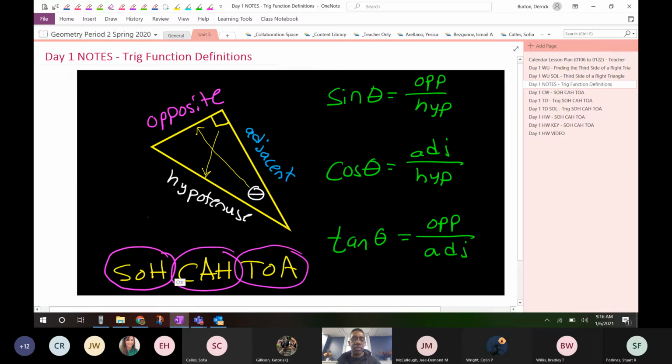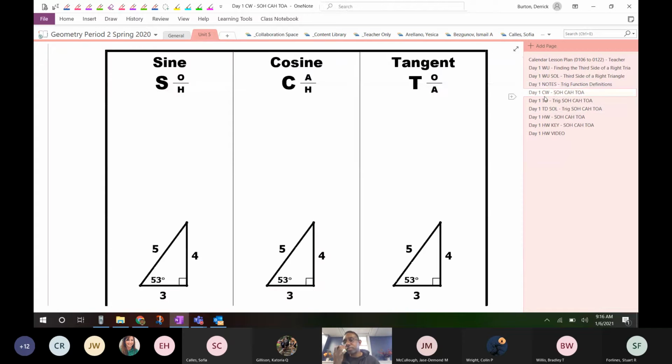I've circled the parts of SOHCAHTOA because the SO part stands for sine is opposite over hypotenuse. That's the first formula. The CA part, cosine, is adjacent over hypotenuse. And then TOA stands for tangent is opposite over adjacent. So if you can spell SOHCAHTOA, then you've really memorized the three trig ratios. This will make more sense as we do the examples. Now jump over to the day 1 classwork with me.